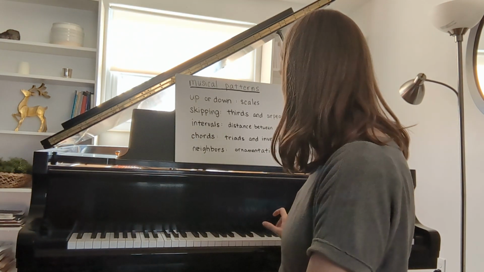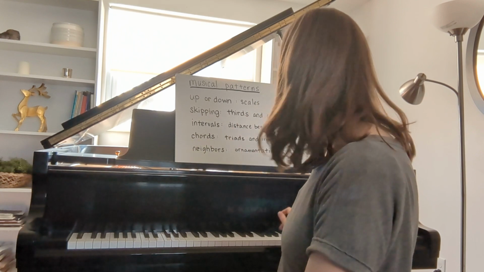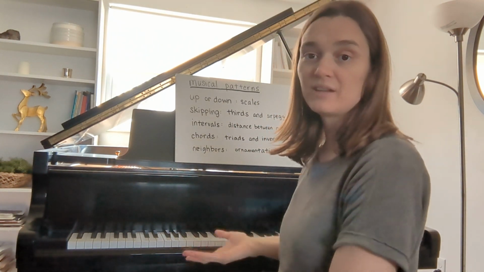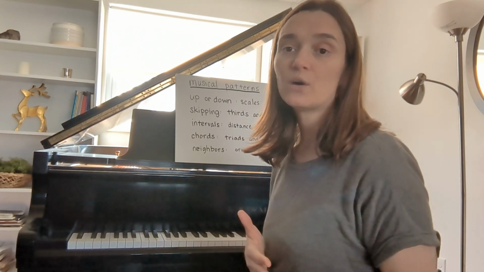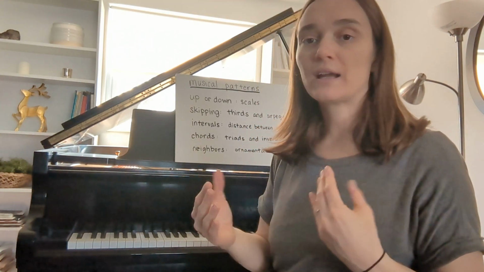Let's try this. Can you tell me what this kind of pattern is? That started on an A. We went down to a G and then back up to an A. What kind of neighbor pattern was that? That was a lower neighbor pattern. So if you just get to recognize these little melodic figures, they're easy to see, they're easy to group a little bit more, chunking them together.